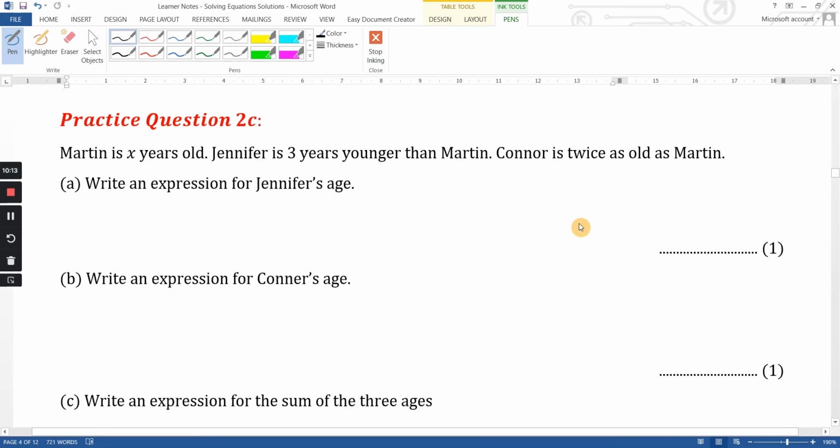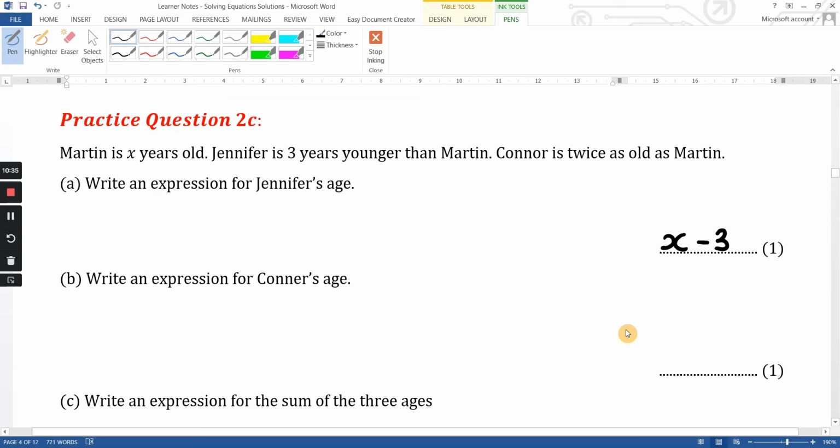Martin is X years old. Jennifer is 3 years younger than Martin. Connor is twice as old as Martin. Write an expression for Jennifer's age. Well, if Martin is X years old, Jennifer is 3 years younger than Martin, so that's X minus 3 for Jennifer's age. Yeah, so she's 3 years younger.